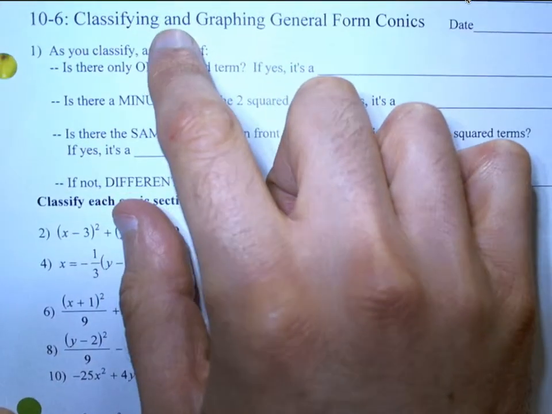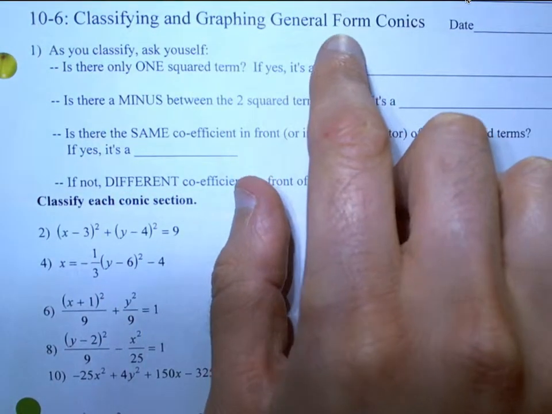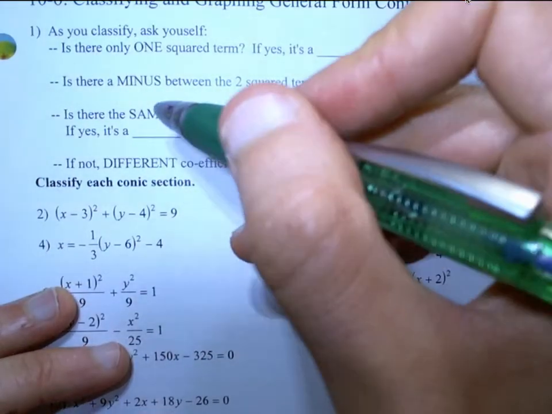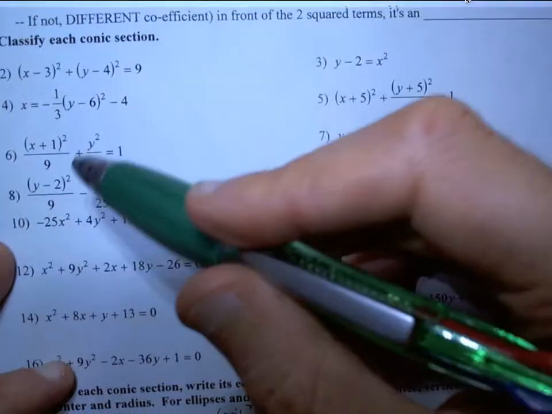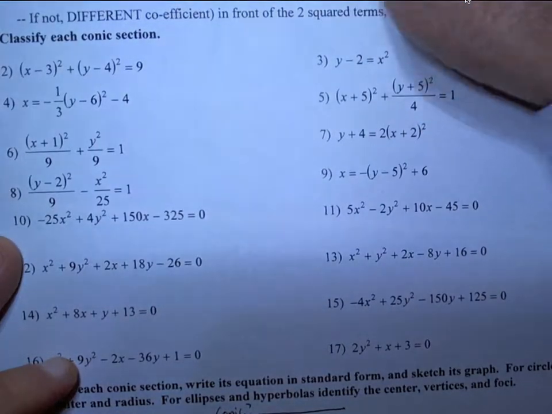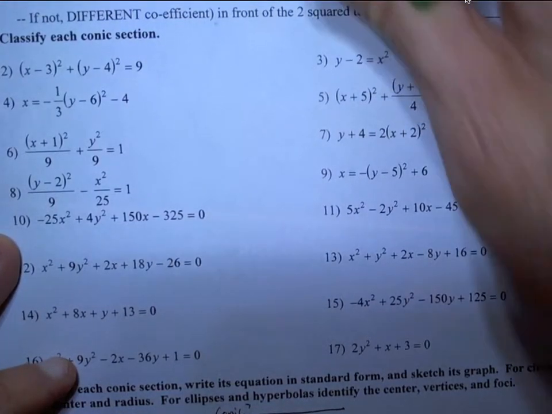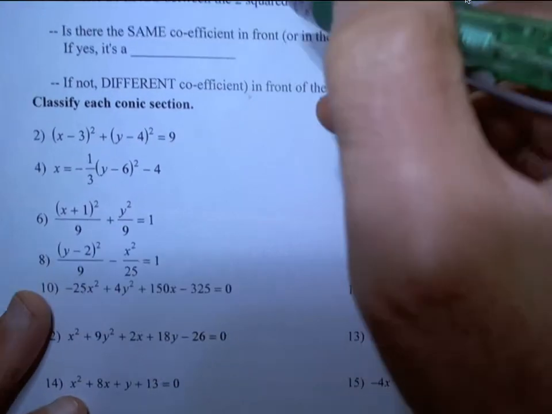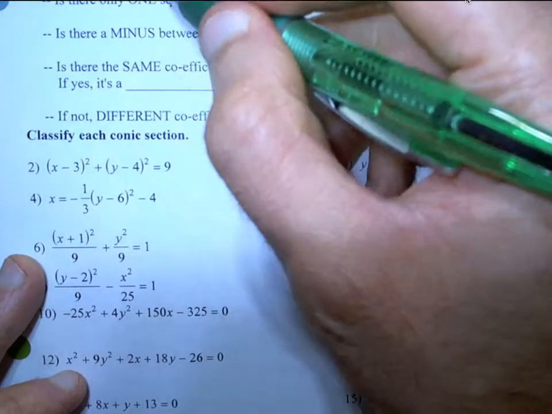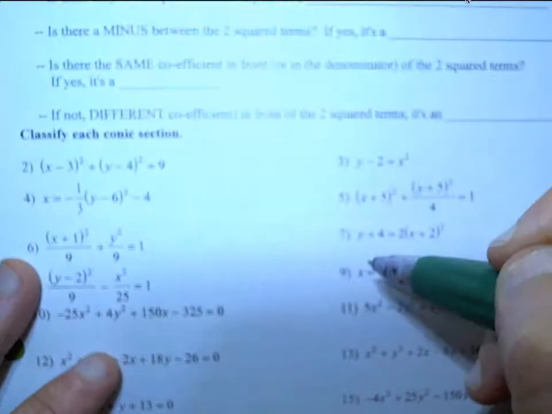So today we are classifying and graphing conics, general form conics. What we're going to do now is look at these. There's 16 of them down here. We're going to classify them. Are they a circle, ellipse, hyperbola? The easiest way is just to ask yourself these three questions, and if not, the answer will just be this one.